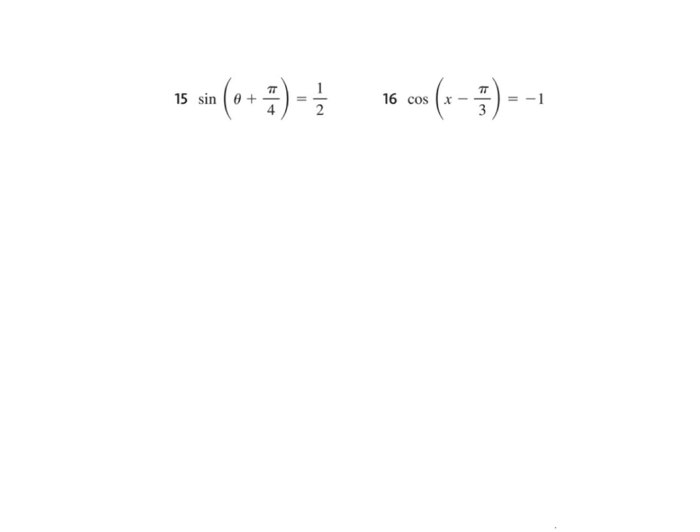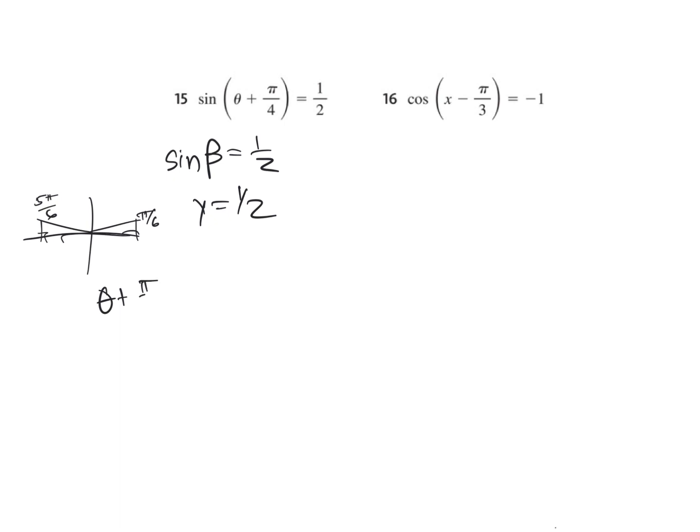All right. Now we have this crazy thing. So this is just like saying sine of beta equals 1/2. So where's the y value equal to 1/2? Positive short leg. So that's in the first and the second quadrant where y is positive. That would be pi over 6 and 5 pi over 6. So we have theta plus pi over 4 equals pi over 6 plus 2 pi n. And we have theta plus pi over 4 equals 5 pi over 6 plus 2 pi n.